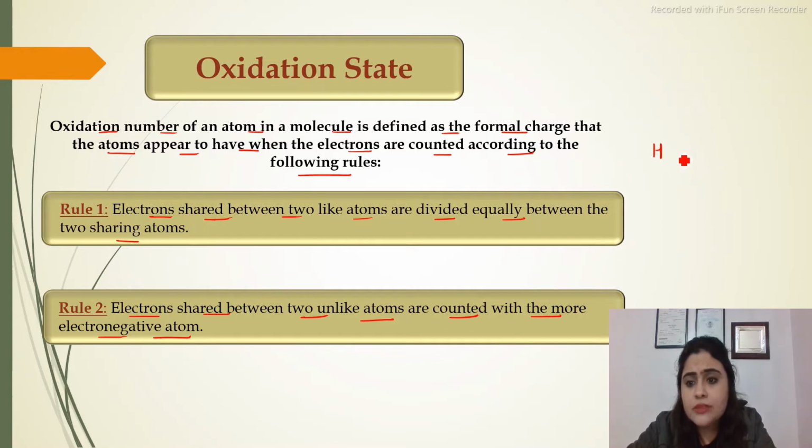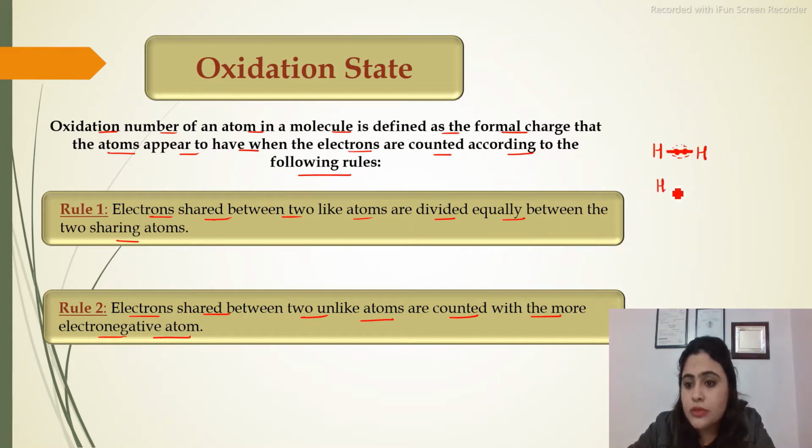So this means if I am taking two like atoms, that is hydrogen, and the electrons are shared between these two atoms, so they are forming a covalent bond. Okay, so the electrons are shared through covalent bond formation. So here the electrons are exactly at the center, not at either of the hydrogen atoms.